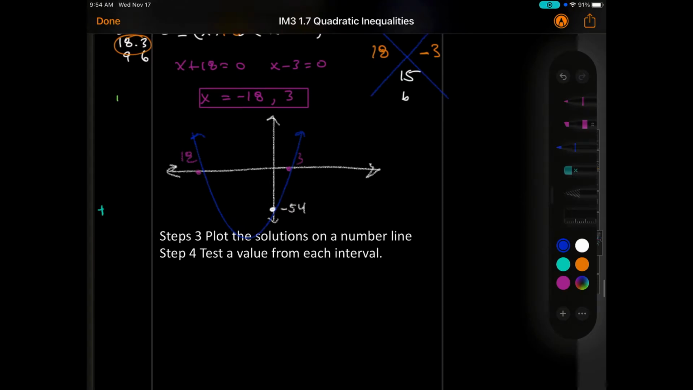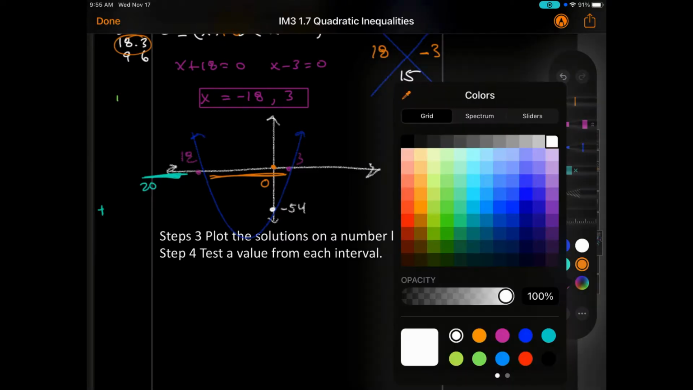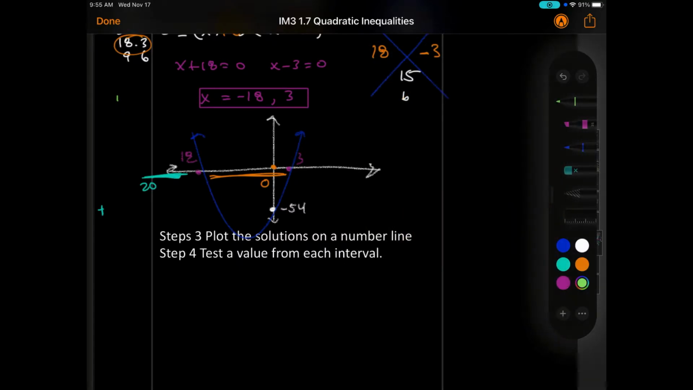What we need to do now is test the intervals. Test a value from each of the intervals. Hopefully color-coded. I need to pick a number far out here, and I'm going to pick 20. You could have picked 19, you could have picked 100. I chose 20 because I think it's just easier to multiply. I'm going to pick a number in between to test, and I'm going to pick 0. And on the far right side, over here in the green region, I'm going to pick 4.